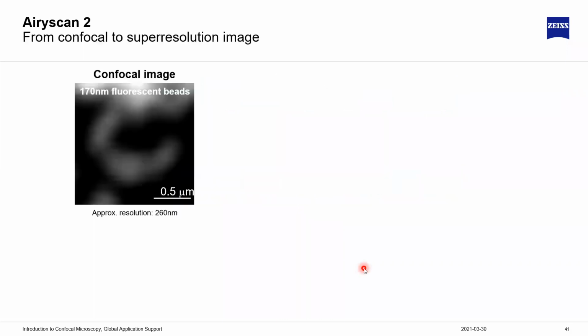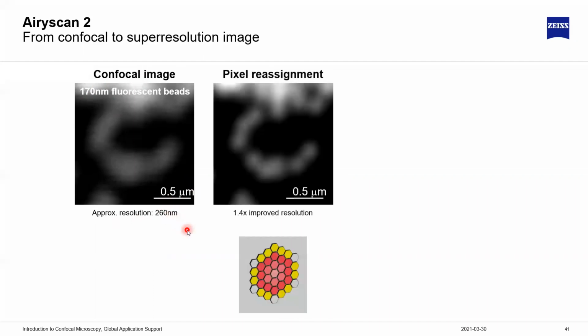If I now compare this to a typical confocal image, so in a confocal microscope, if you have 170 nanometer beads, you won't be able to reach this resolution, because using a confocal microscope, you will have this kind of resolution. Now, if I just do an Airyscan image and I take these 32 images and put them back into the center, so to say. So this is the first step of Airyscan processing, so-called pixel reassignment.